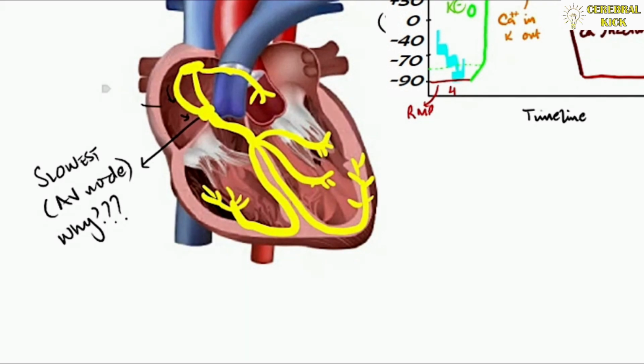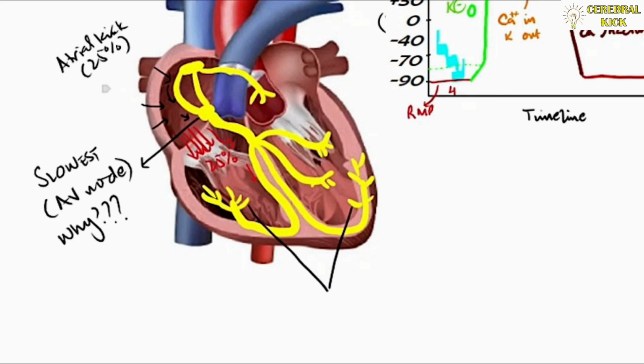So when the impulse comes from the SA node, there is a delay at the AV node before it goes down into the ventricle. This gives added time for the atrial kick to occur, right? So during that delay in the impulse at the AV node, the atrium contracts and it gives off 25% added filling into the ventricle. This helps the ventricle to generate bigger stroke volume, in other words, better cardiac output.